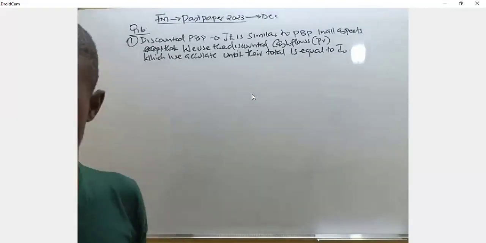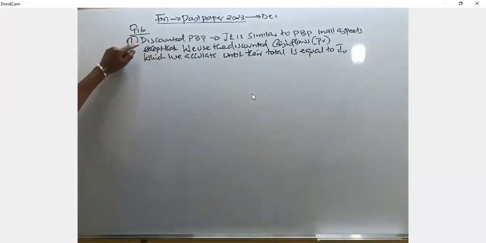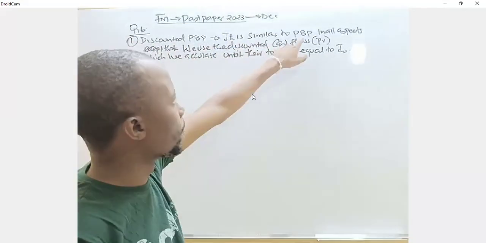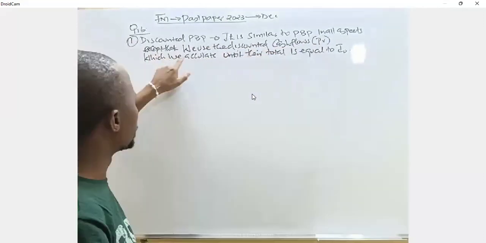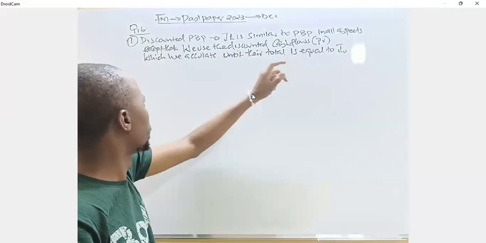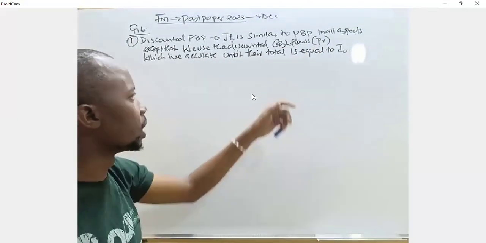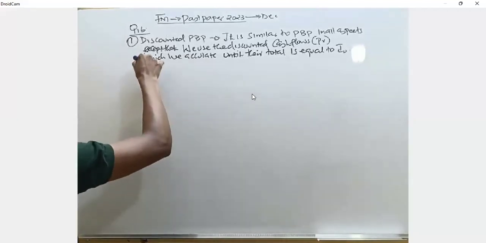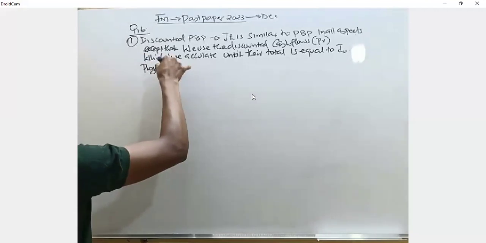You can be able to see we have said when the examiner is asking you to compute the discounted payback period, it means that it is similar to the payback period in all aspects, except that we normally use the discounted cash flows, which we normally call the present values, which we accumulate until their total value is equal to the initial claims. So let me look at project X.